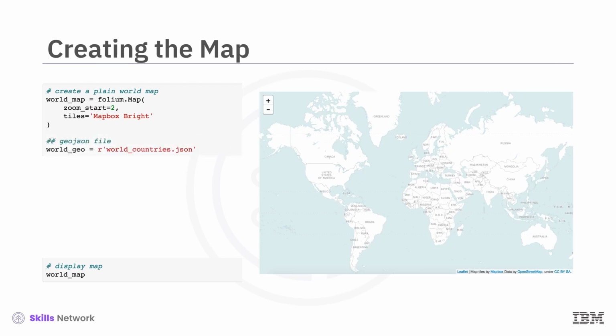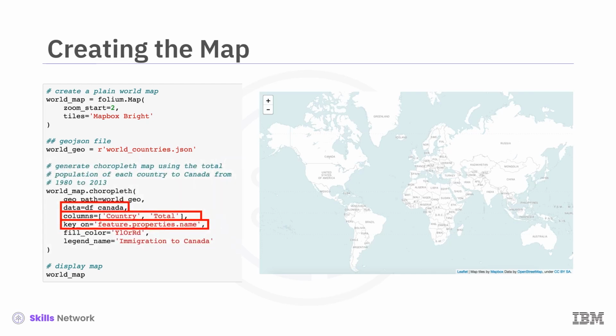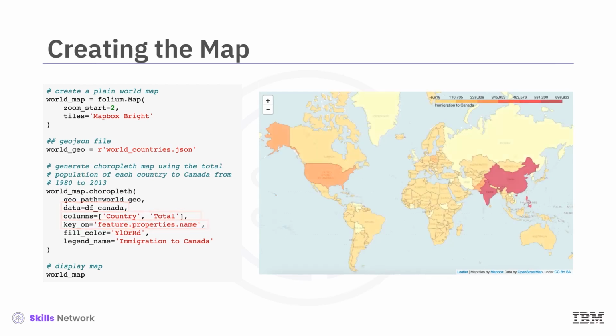We first define a variable that points to our JSON file. Then we apply the Choropleth function to our world map. We tell it to use the country, total columns in our df_Canada data frame, and the country names to look up the geospatial information about each country in the GeoJSON file. The result will be a Choropleth map of Canada showing the intensity of immigration from different countries worldwide. We explore Choropleth maps in more detail in the lab session, so be sure to complete this module's lab session.